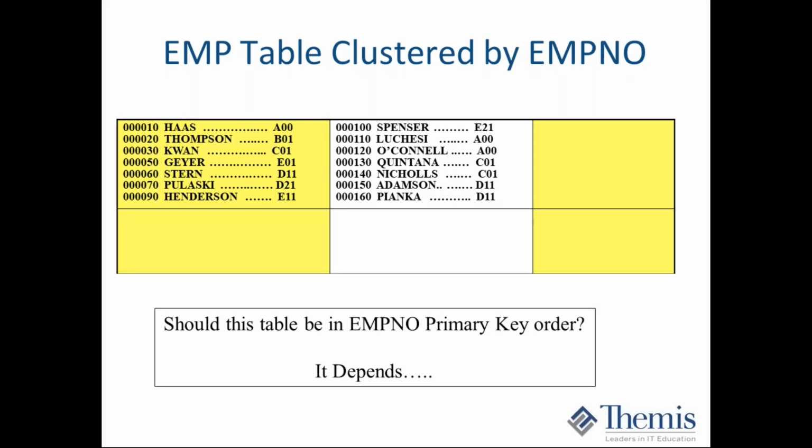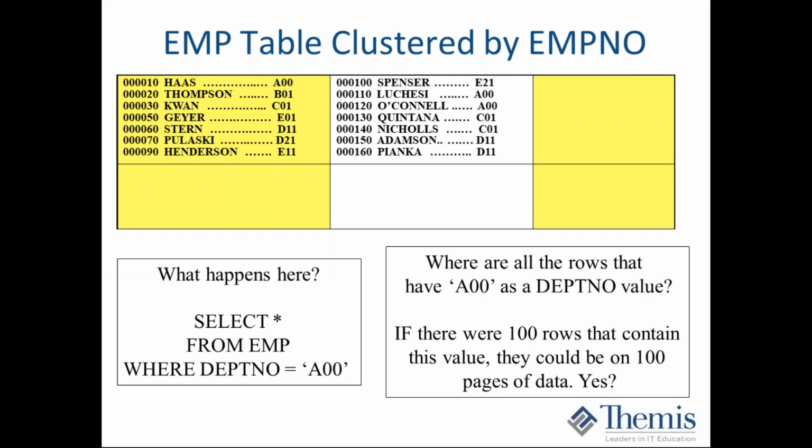If I do a lot of queries in my application where I aggregate by department number, if I do a lot of reports by department number, if most of the time the joins to this table are by department number, where one table's department number equals this table's department number, then this table should be physically clustered by department number and not by employee number. And that will speed things up dramatically in a lot of queries. Okay.